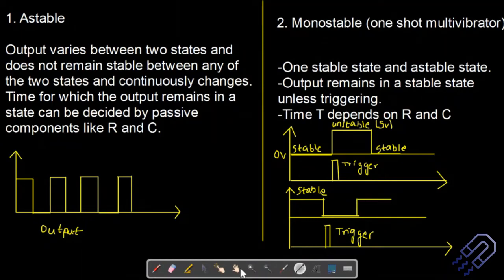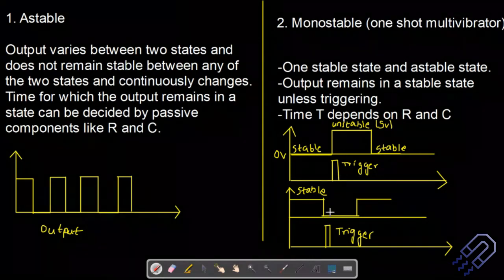Now the question you might ask is for how long it will be in the unstable state. It will actually depend on the circuit. So this is just a basic idea. Stable, again back to stable. This time I'm considering 5 volt to be the stable state and 0 volt to be the unstable state. So it depends on what kind of circuit you are having. So that is basically called a monostable, or one-shot multivibrator.